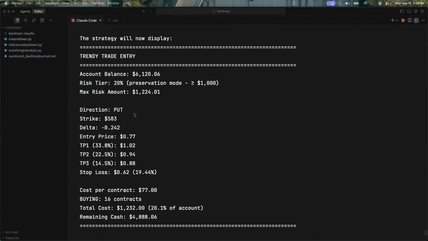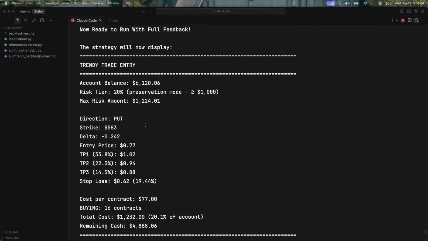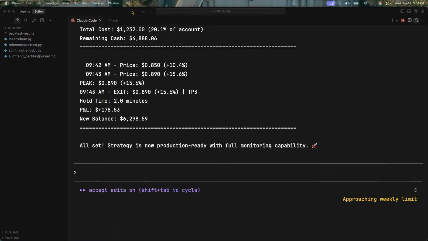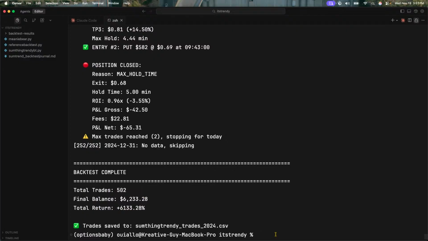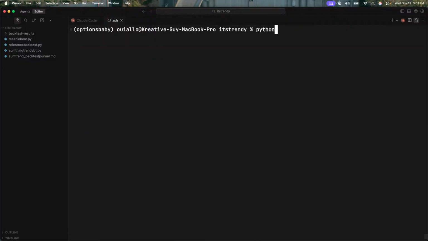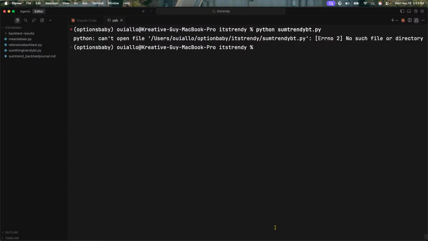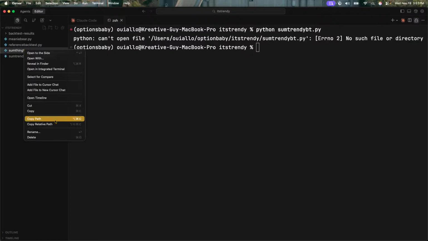All right, let's go back to our backtest. This is what I'm talking about. This is what I wanted to see. All right, let's get ready to run it, and it should look a lot better, people. Some trendy bt.py. That doesn't even look right. I thought so.